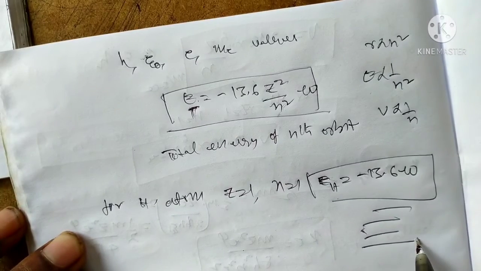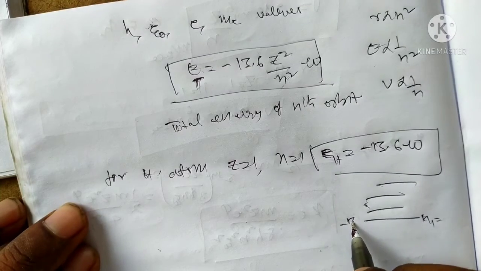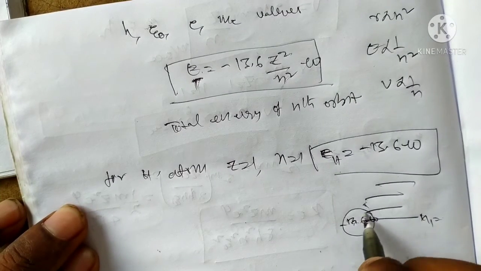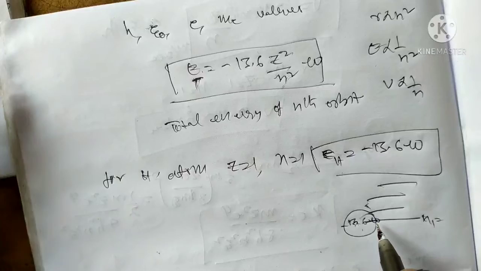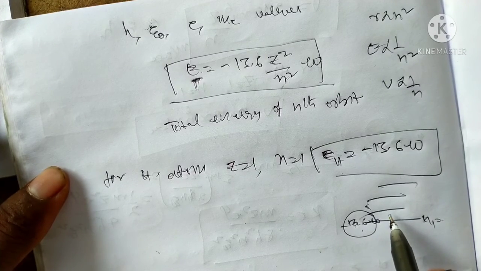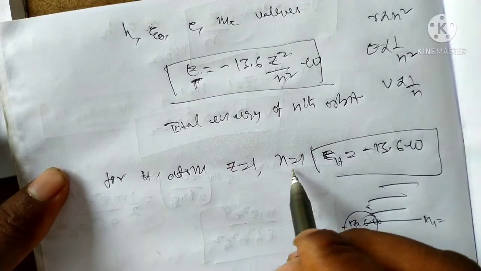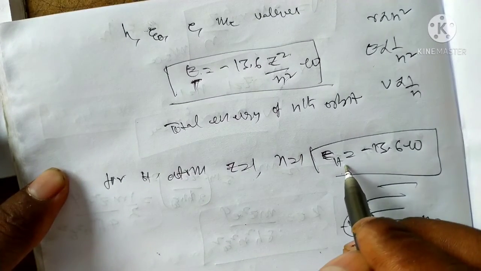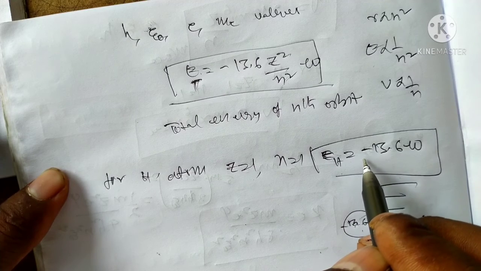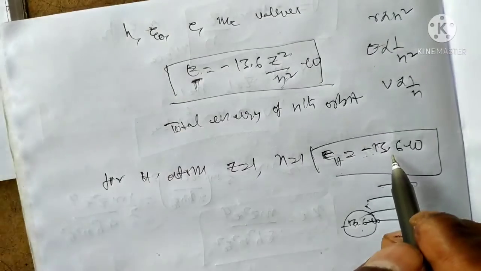This is the ground state, n is equal to 1. We get the energy, that is minus 13.6 electron volts. This is the ground state of the electron for the hydrogen atom. This is the total energy for the electron, and in the case of hydrogen, we substitute the values and get the energy of 13.6 electron volts.